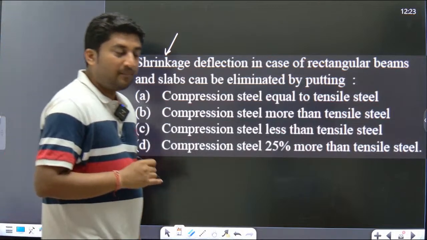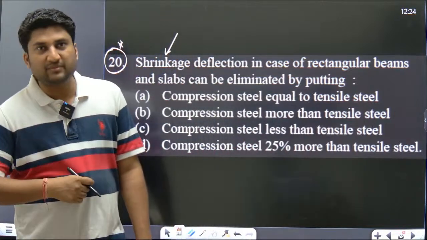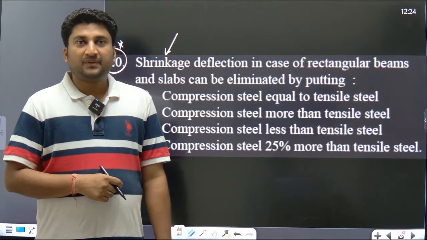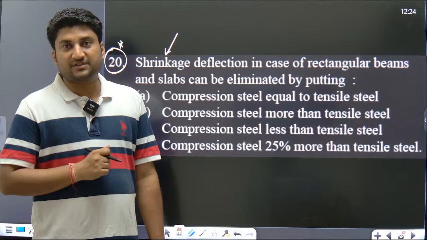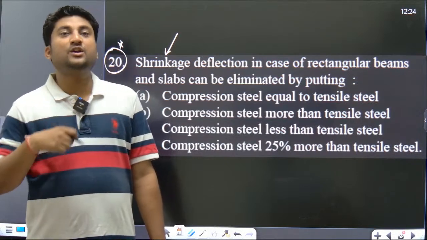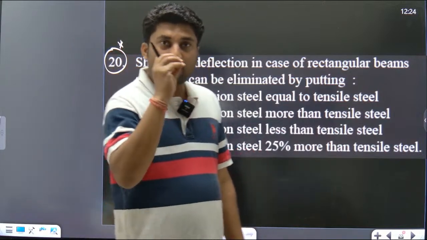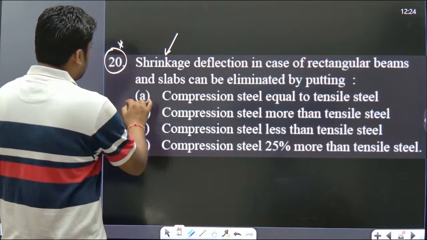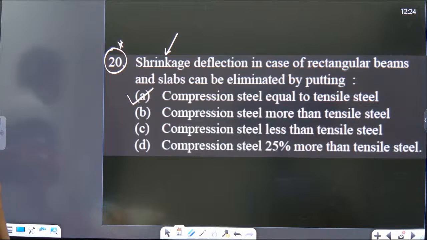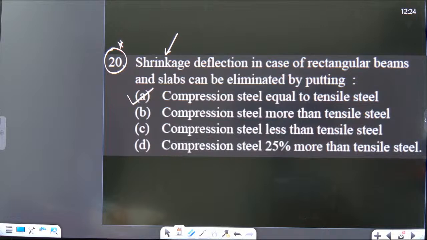Now shrinkage is from all the sides, from all the surface area of the beam, yes or no? Now let us suppose, in order to resist the shrinkage there are steel bars, so you will provide equal area of steel on both the sides. Hence in order to prevent the shrinkage deflection, if you provide the compression and tension steel equal, they will resist the shrinkage. So option A is the correct answer. Understood everyone? Moving ahead with the next question.